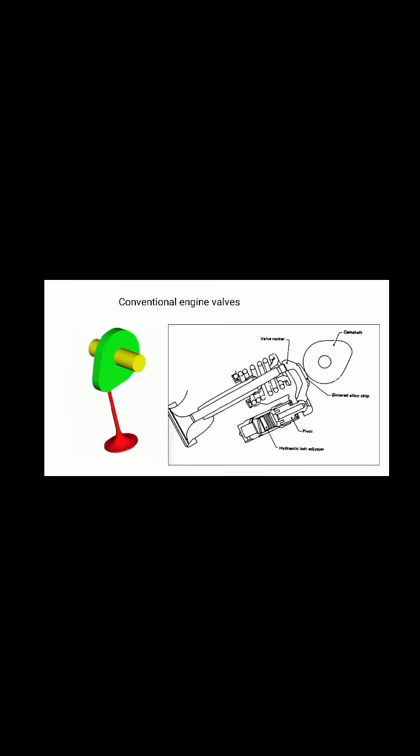Working of conventional engines. The crankshaft turns the camshaft, which operates the valves by a mechanism. A spring brings the valve back to its initial position. The timing of engine valves depends on the shape of the cams. And here are the diagrams of conventional engine valves, where we can see the valve rocker, camshaft, sintered alloy tip, pivot, and hydraulic lash adjuster.